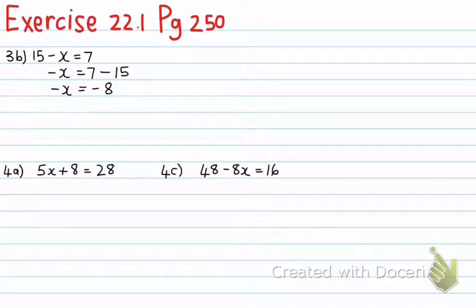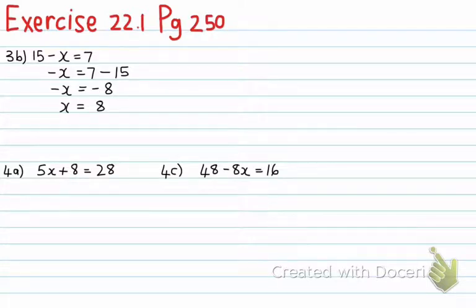And therefore, I don't want the answer of negative x. I want the answer of x. So therefore, I'm going to divide with negative 1 on both sides. All right? And then a negative 1x divided by negative 1 is just going to give me x. And a negative 8 divided by negative 1 is going to give me 8.